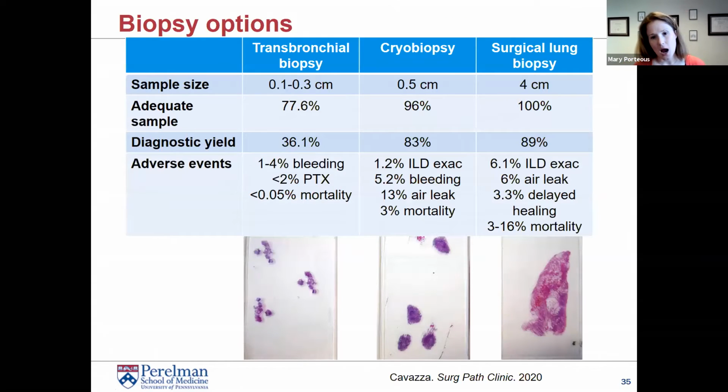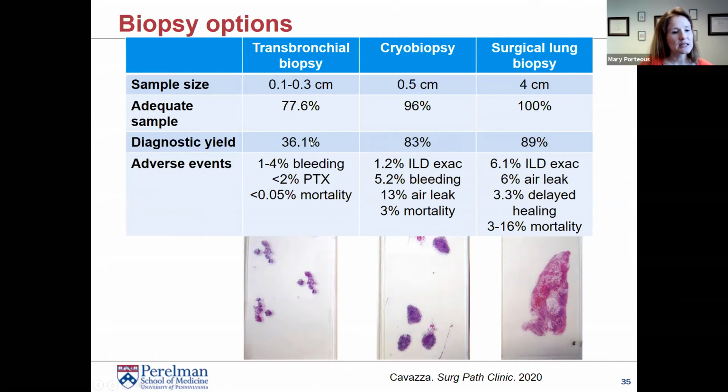So what are our biopsy options should you need to pursue that path? We have transbronchial biopsies, where you can see here a really small sample size of 0.1 to 0.3 centimeters. There's an adequate sample in about 78%, but the diagnostic yield of identifying an interstitial lung disease is only about 36%. So I will only do these in patients who I think have sarcoid or maybe hypersensitivity pneumonitis, where I'll do a transbronchial biopsy, plus a BAL with CD4/CD8 ratio, and a cell count differential to look for lymphocytosis.